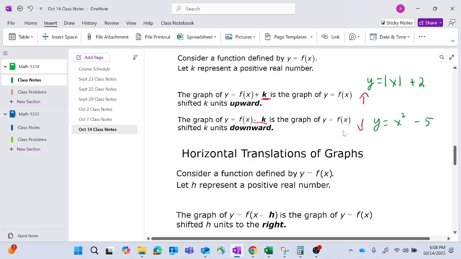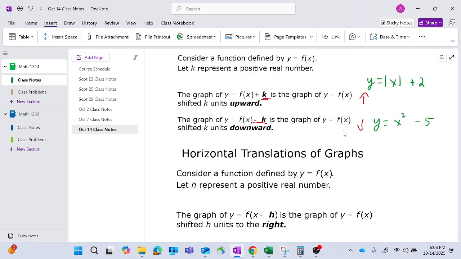So you take the quadratic function and you move it down 5, and that's what a vertical shift up and down looks like. Make sense, guys? Any questions about that before I move on?